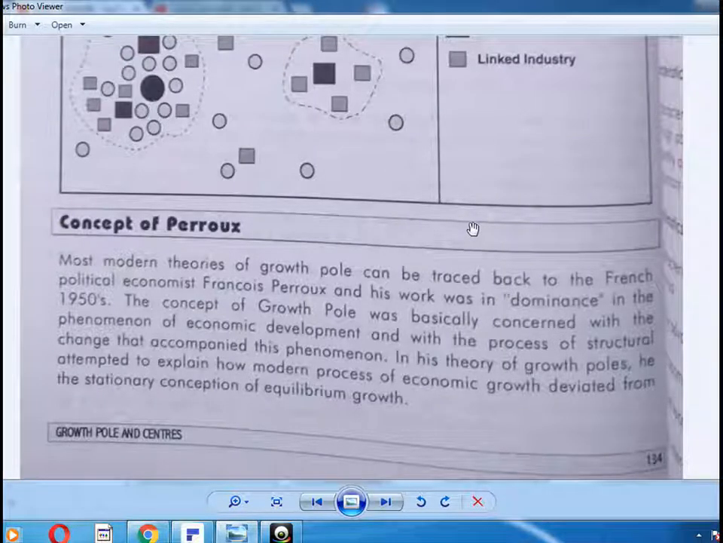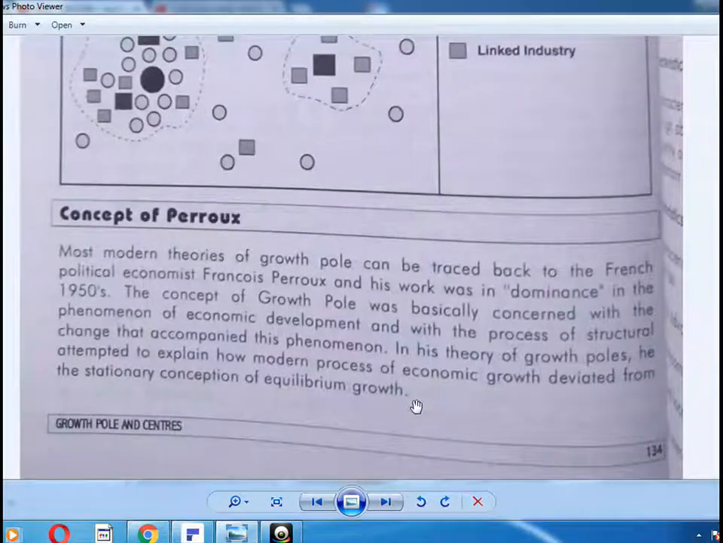The concept of growth poles was basically concerned with the phenomena of economic development and with the process of structural change that accompanied this phenomena. In his theory of growth poles, he attempted to explain how the modern process of economic growth deviated from the stationary conception of equilibrium growth.